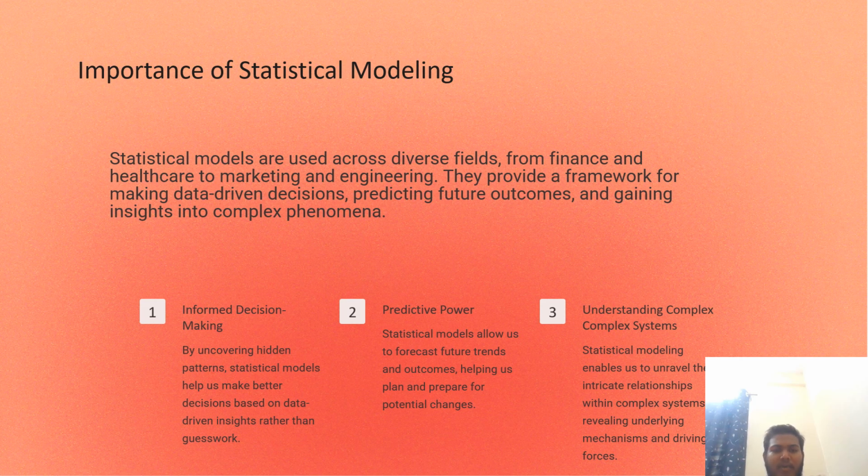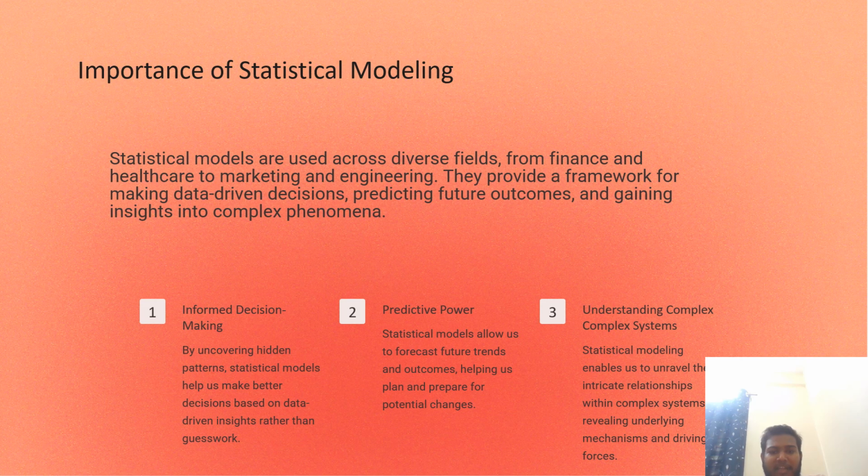Next, informed decision making by uncovering hidden patterns. Statistical modeling helps us to make better decisions based on data-driven insights rather than guesswork.